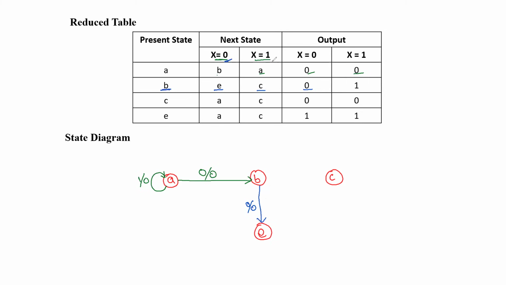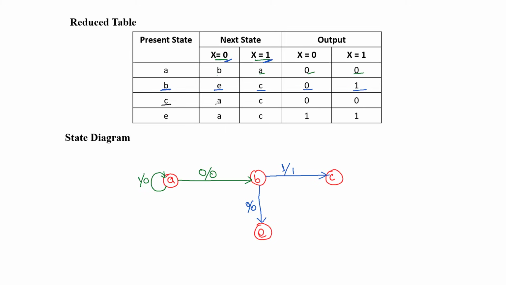Again here when input is 1, next state is C. From B we are moving to C. Input is 1 and corresponding output you will see is also 1.